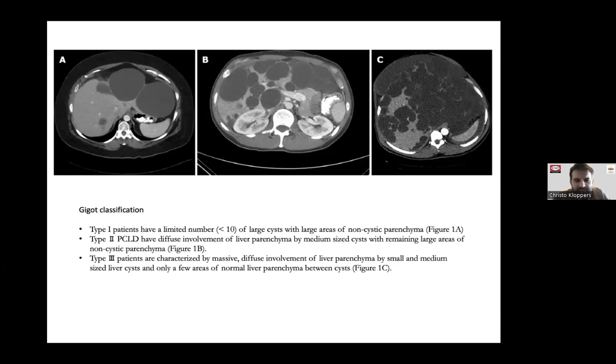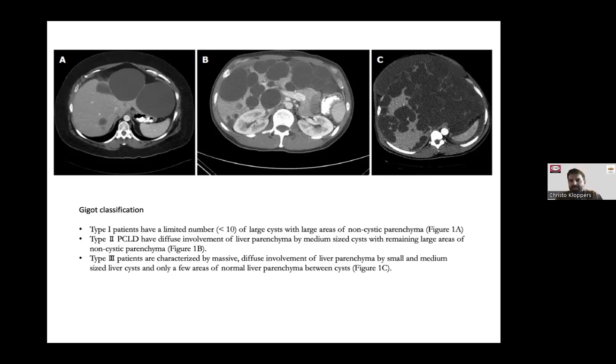I think classifications to try and remember names are sometimes so difficult, because unless you know the classification, it's not so important. Rather describe it. So a type 1 would be less than 10 cysts with large area of non-cystic parenchyma, as you can see there in picture A. There is some cysts, it is clearly less than 10, but there's a lot of preserved normal liver parenchyma. Type 2 have diffuse involvement of liver parenchyma by medium-sized cysts, with remaining large area of non-cystic parenchyma, so there's still some normal liver left.